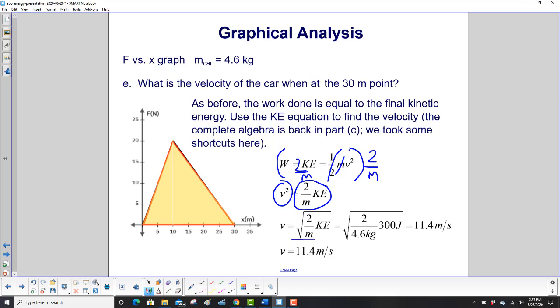So v is equal to the square root of 2 over m times the kinetic energy. Put in our values, and we get the velocity is 11.4 meters per second. And that's faster than the previous problem where we were just going to 10 meters. And that's good because we have this force being applied. It should be accelerating it the whole time. And it does.